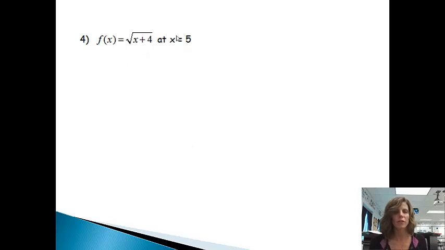The first thing I'm going to notice is that we're given an x value, but we're not given a y value. So we're going to find that y value by plugging the 5 into the original equation for the x. If I do that, I'll get the square root of 5 plus 4, which is the square root of 9, which gives me 3. So the point that I'm going to be concerned about is the point (5, 3).